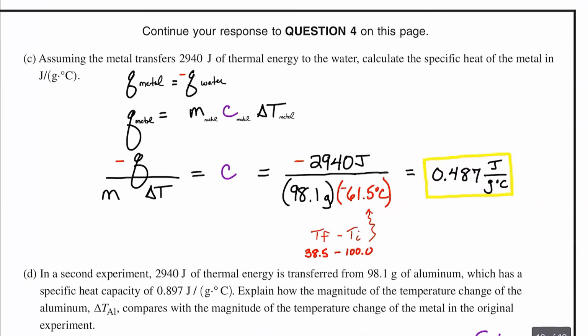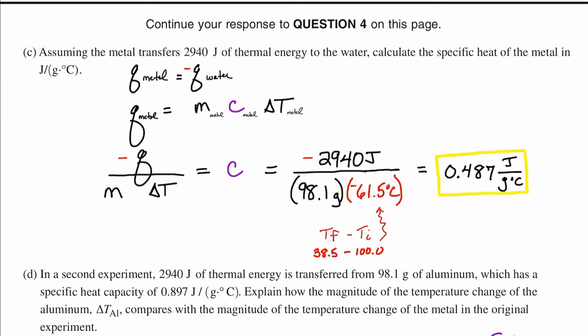Here's another thermal equation. Now, assuming that the metal transfers 2940 joules of thermal energy to the water, calculate the specific heat of the metal. Okay, so we need to understand that the metal, you don't really need this, but you should always write this, the metal that we're measuring is equal to the negative Q of the water. All right, any case, you don't need that here, but I kind of do that.